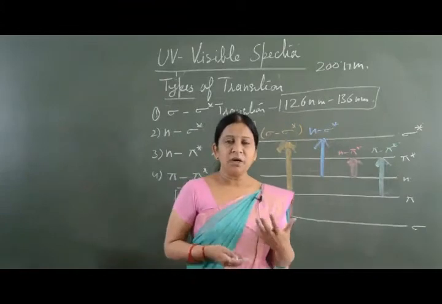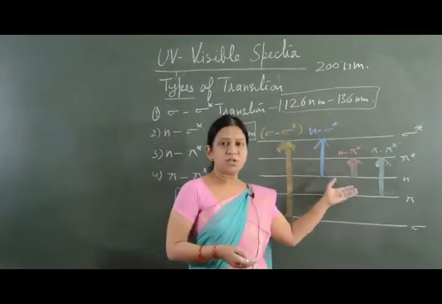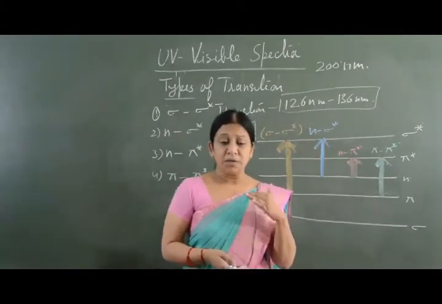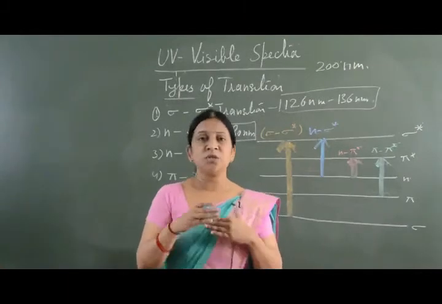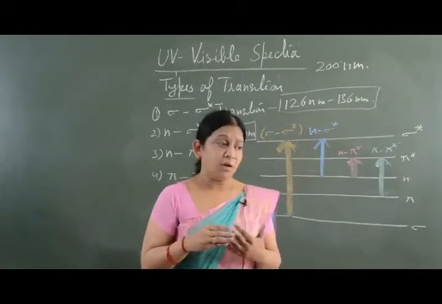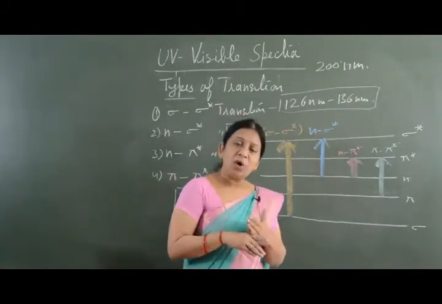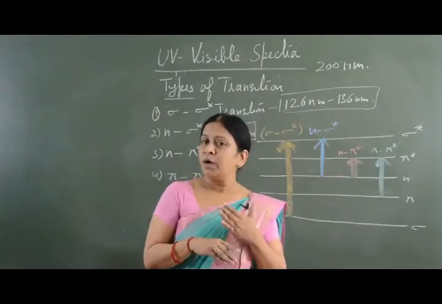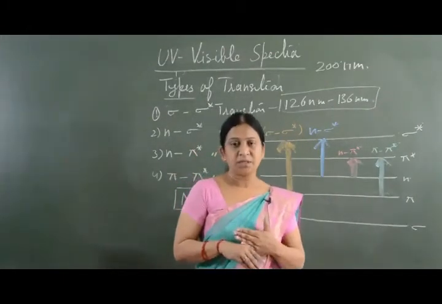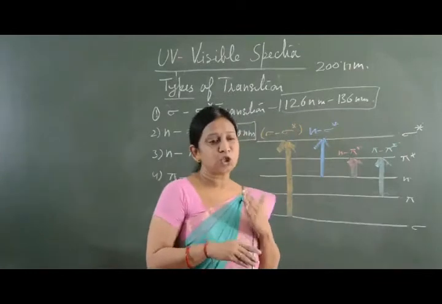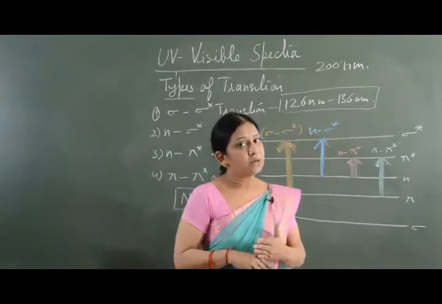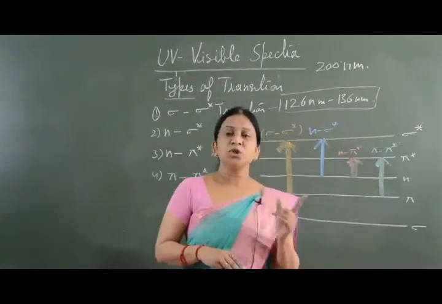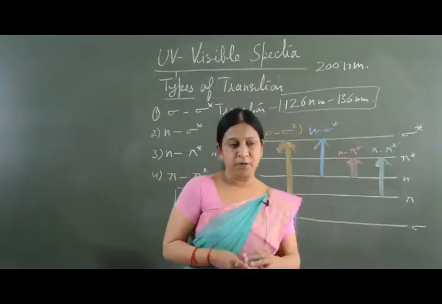If we talk in terms of intensity, the intensity of the n to pi star transition is very low, and it is low because the non-bonding orbitals and pi orbitals are perpendicular to each other, and because they are perpendicular to each other, the transition of the electron becomes difficult.